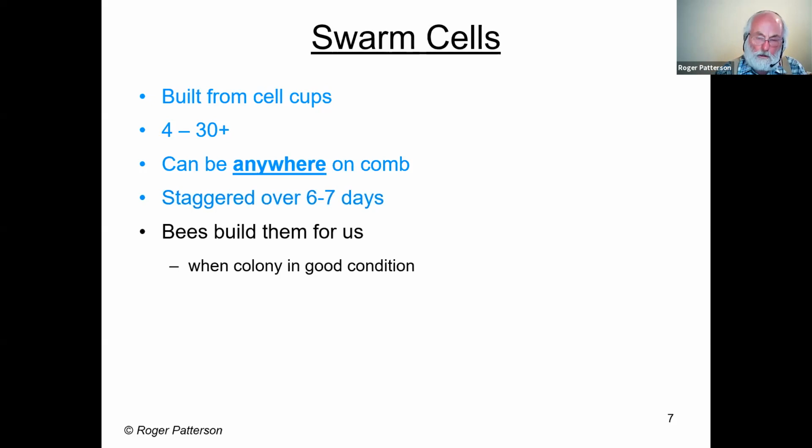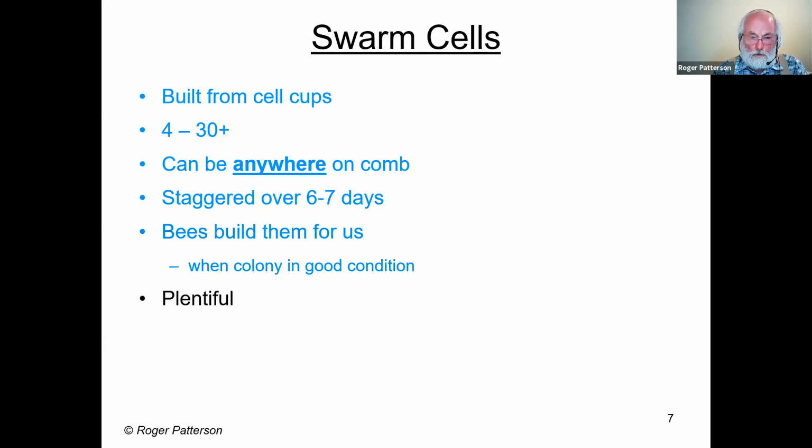Now, the great thing is that the bees actually build them for us. So if we need queen cells, when are the bees building them? When the colony's in absolutely tip-top condition to do it. So they're going to be well-fed right from the start, and they're not going to be spread too thinly and expected to raise 50 queen cells when normally they'd only build 10 or a dozen.